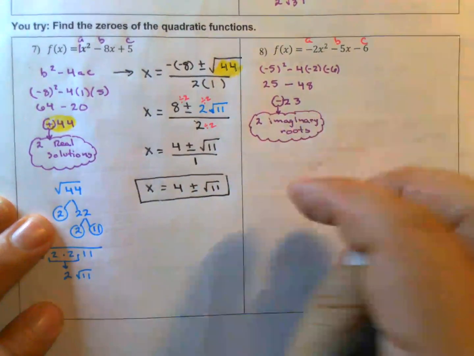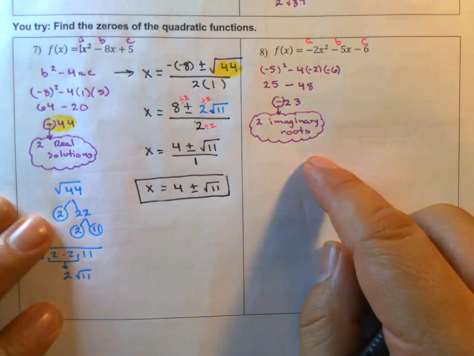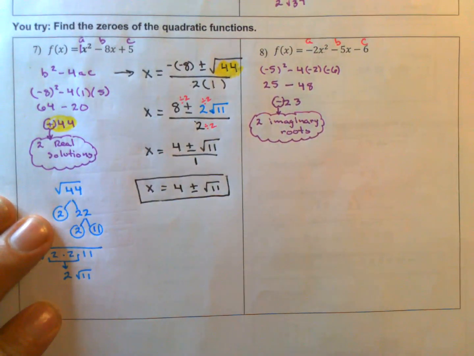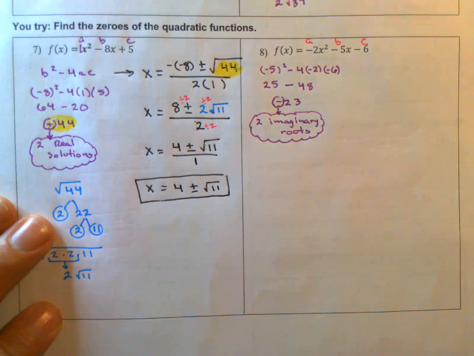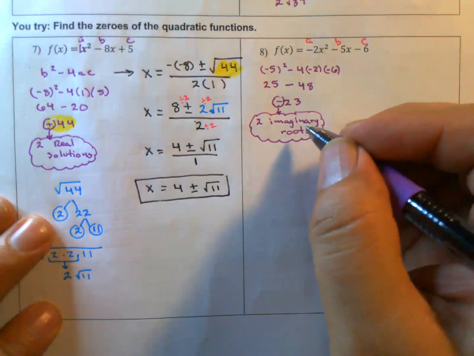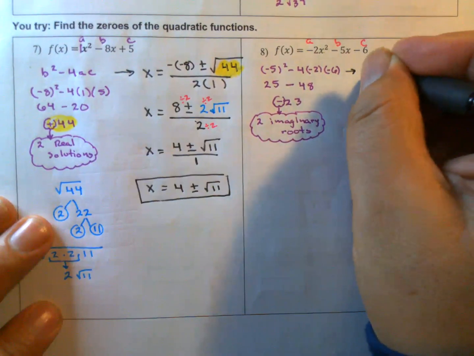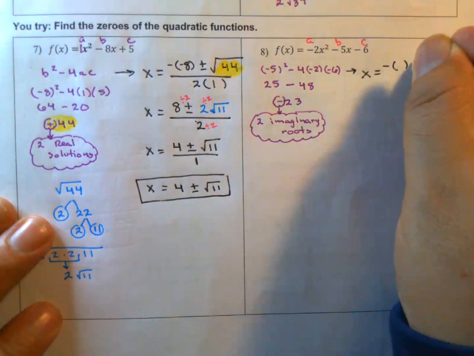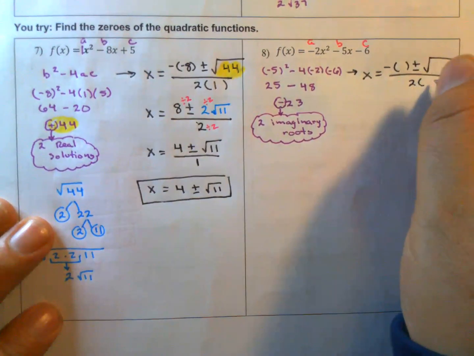All right, so that just means one thing. My answer has to have an I in it, right? This is why we do the discriminant. It helps us figure out how many answers it will be, and if it's imaginary, then I'll put a letter I with it. Okay, so here we go. X is equal to negative blank plus or minus the square root of all over 2 times blank.